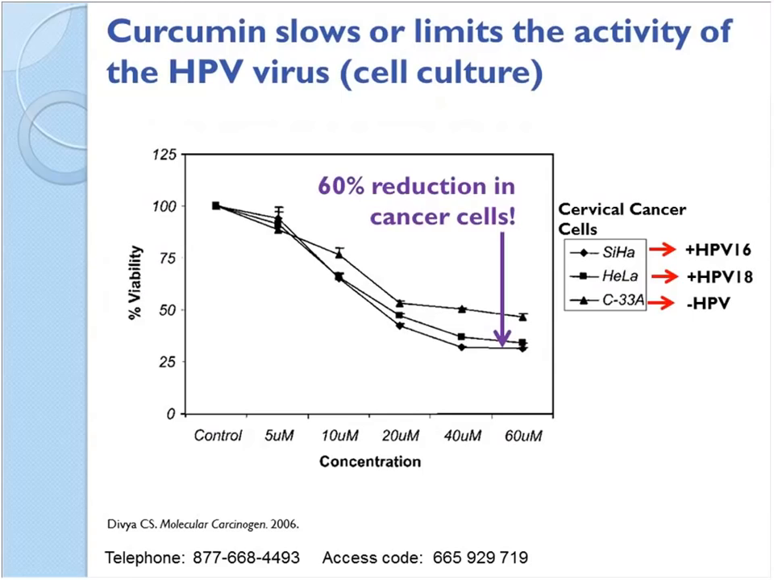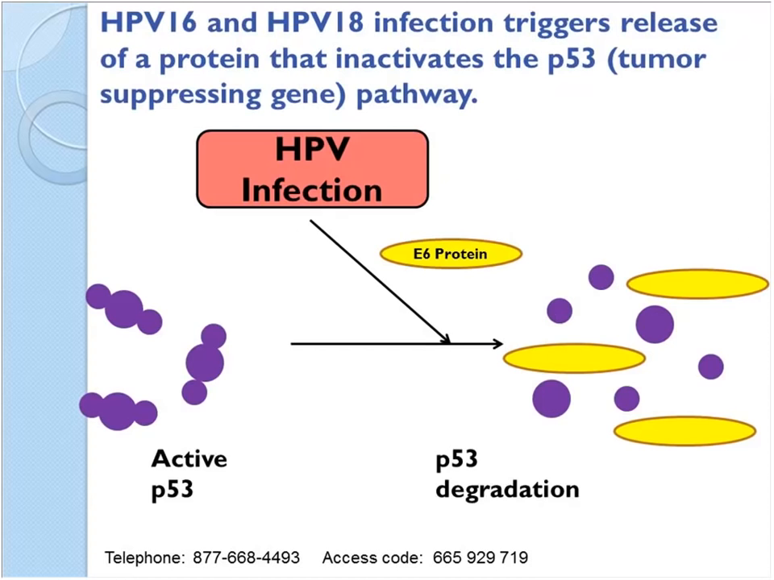Curcumin slows or limits the activity of the HPV virus. So in this cell culture study, we see that as the dose of curcumin increased, we saw a dramatic decrease in cancer cells, so a 60% reduction in cancer cells. So the HPV virus is quite sensitive to curcumin.